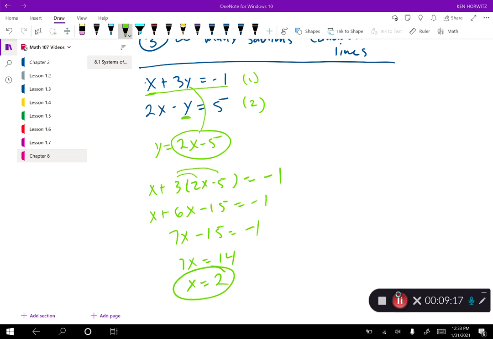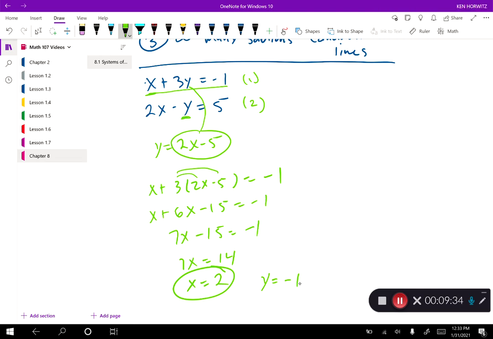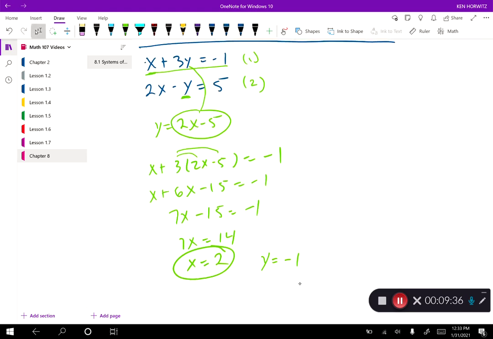All right, hopefully you plugged in. I got y equals -1. If you did not get -1, you might want to double check your work. The proper way to write the answer would be as an ordered pair. So your final answer would look like (2, -1).